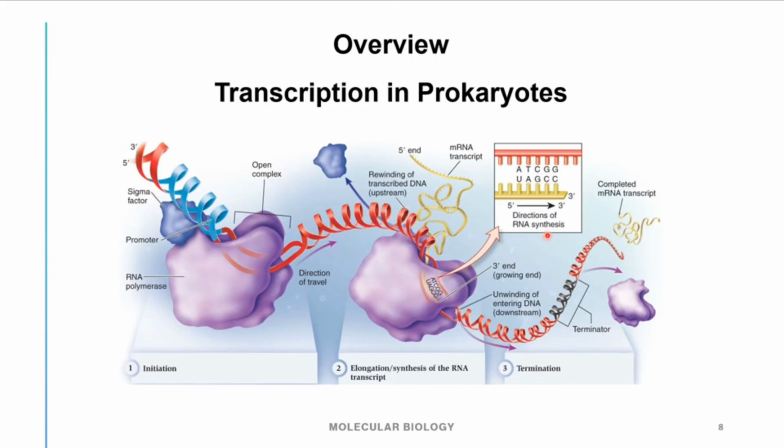Now, one thing that you have to remember is that RNA polymerase, very similar to DNA polymerase, also adds new nucleotides onto the 3' end of the growing RNA chain. So it's basically operating in the same direction as the DNA polymerase.